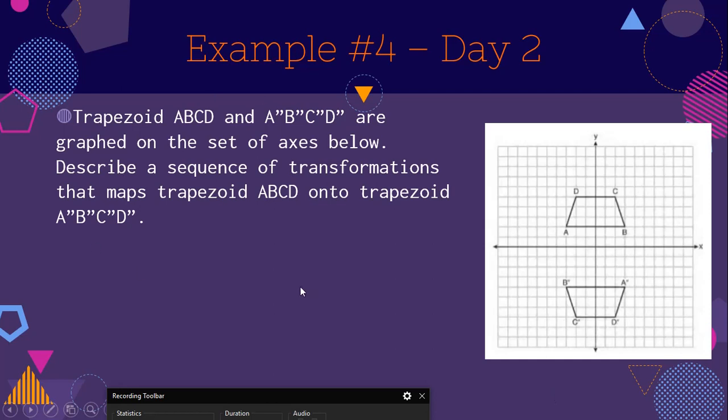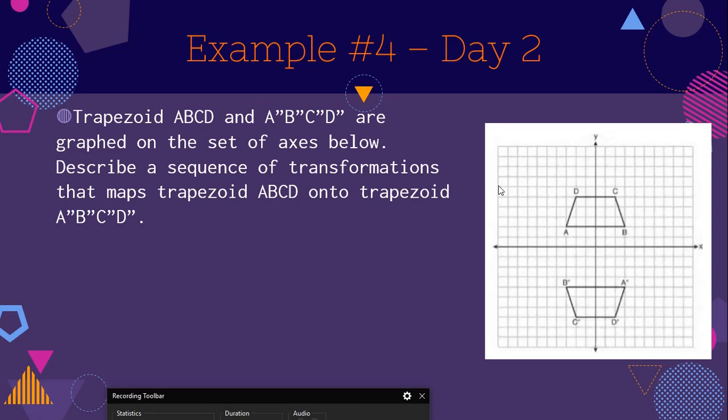Our last example, we'll see some of this on our day 2 work, but you won't see this today. In some cases, what they'll do is provide you an image. Here we're provided trapezoid ABCD, and then its double prime image. They want us to describe a sequence of transformations that maps the original trapezoid to the double prime. There's different ways to do it. The order can be changed as long as it ends up in the double prime location.